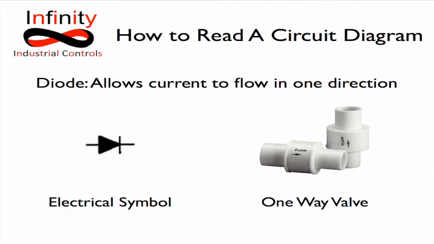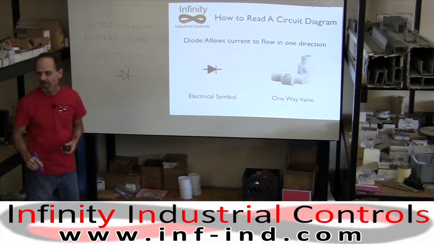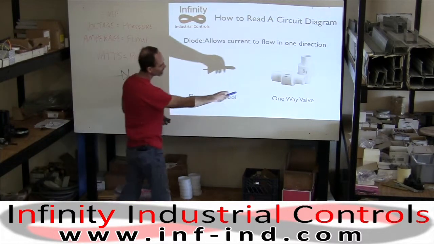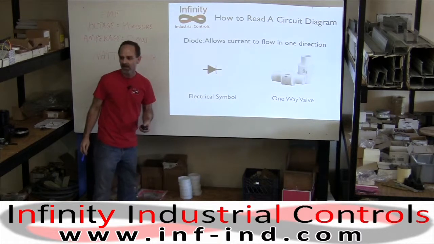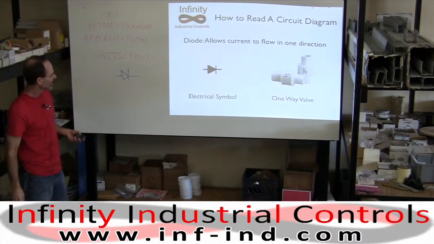All right, diode. Basically acts like a valve. That's our symbol for the diode. And it just works like an electrical valve. It only allows current to flow in one direction. You've probably seen one-way valves in hydraulics. Water will only flow through one way. A diode does the same thing electrically.